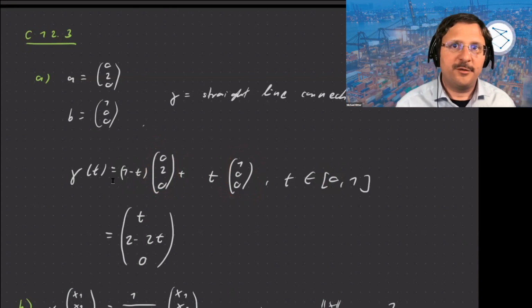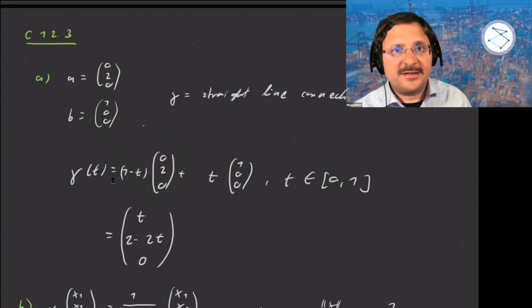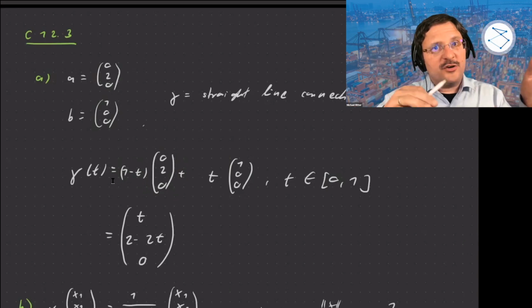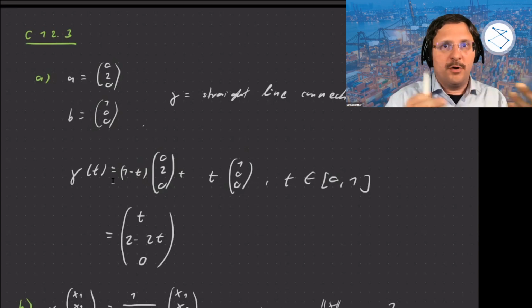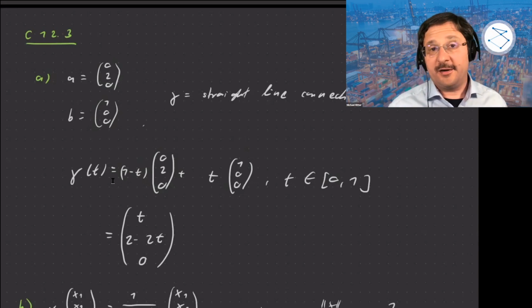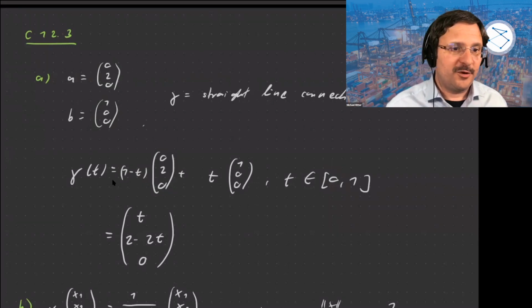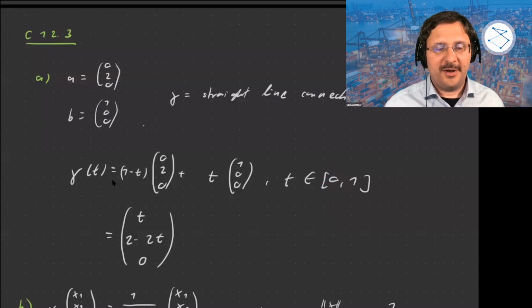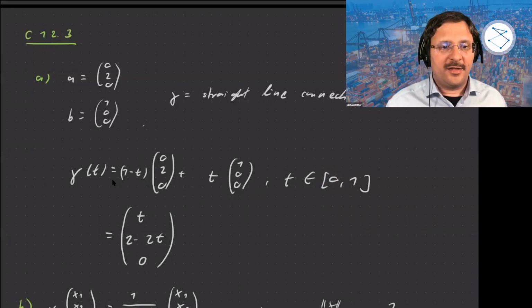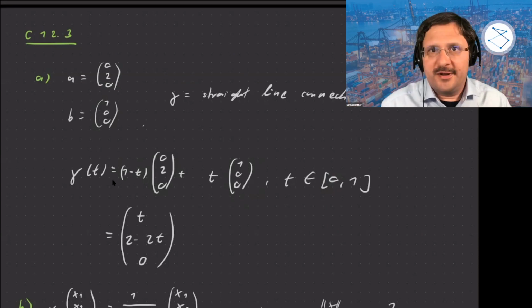And as I said before, the problem statement doesn't say whether we want the line from A to B or from B to A. So both would be valid solutions. And of course, the result will probably change depending on the parameterization that you choose, or the direction that you choose at least.